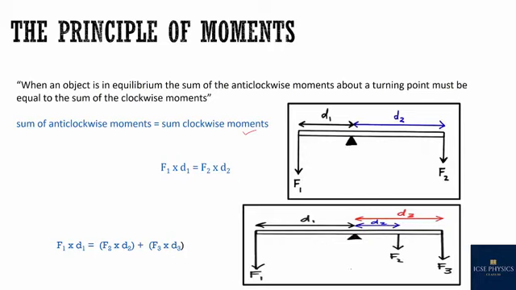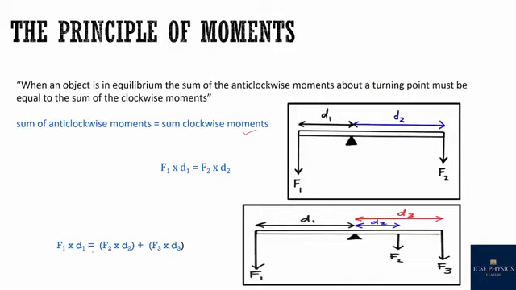In this case, let's apply the principle of moments. The body is fixed at this point. So the anti-clockwise moment is F1 into D1. What will be the clockwise moment? Sum of clockwise moments: F2 D2 plus F3 D3.